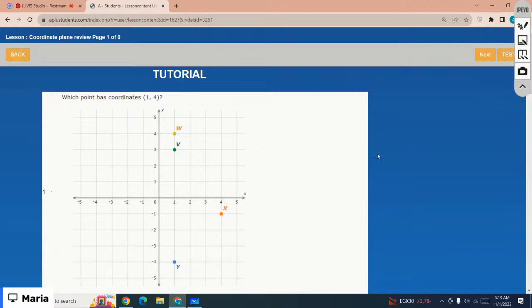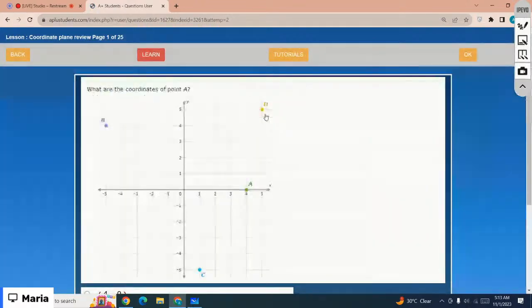So in first quadrant you have 2 points. Look at the V. X is 1, Y is 3. Look at the W. X is 1, Y is 4. So that means the point has coordinates 1, 4 is W. Got it?